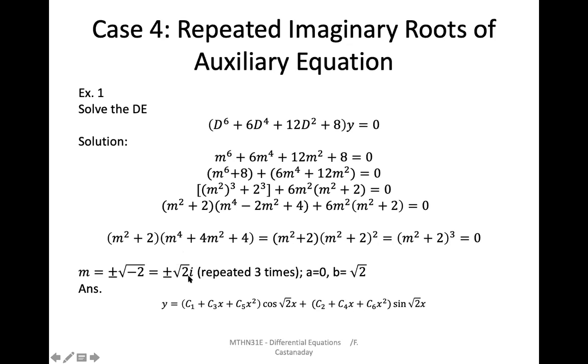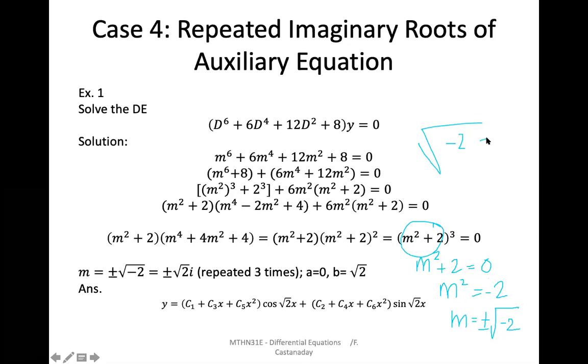Is it okay? No? The plus or minus square root of negative 2, is it from the formula, or how did you get minus 2? Here: m squared plus 2 is equal to 0. So you transpose 2 to the right hand side, so m squared is equal to minus 2, right? To solve for m, take the square root of both sides. So you have, of course, two roots here: plus or minus square root of minus 2. It has two values. And you know that square root of minus 2 is equal to square root of 2 times square root of negative 1, and square root of negative 1 is equal to i. That's why you have this.